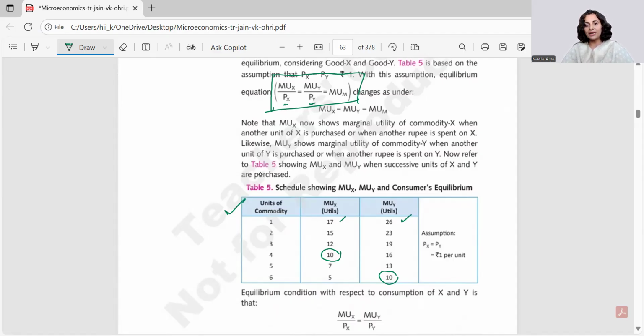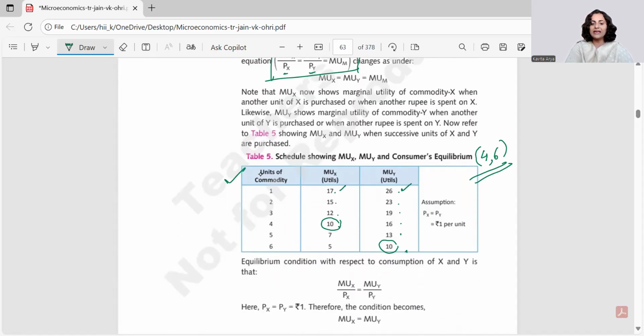So if we go by the formula, MUX is equal to MUY. So MUX is equal to MUY at this point. It means, if we just see this table, what do we get? We get the answer: he buys 1, 2, 3, 4 units of X and 1, 2, 3, 4, 5, 6 units of Y. So how do we write it in the bundle set? Because we write X first and Y later. So 4 units of X and 6 units of Y. This is the state of equilibrium and this is the budget set for him, right?